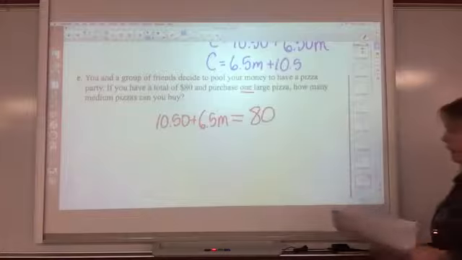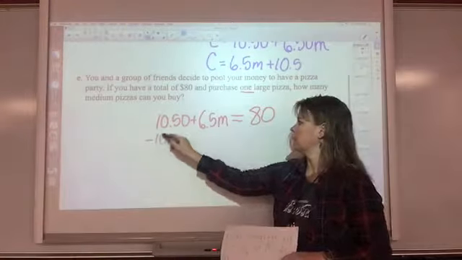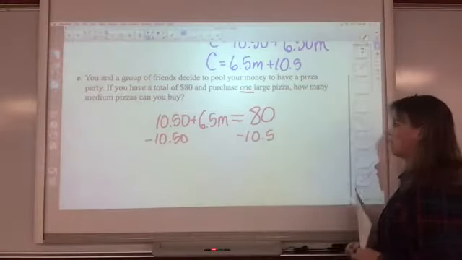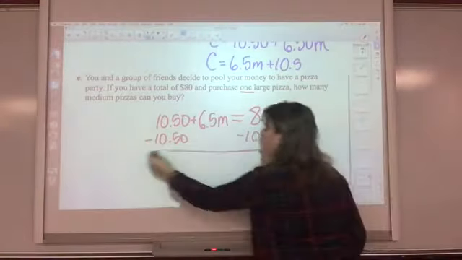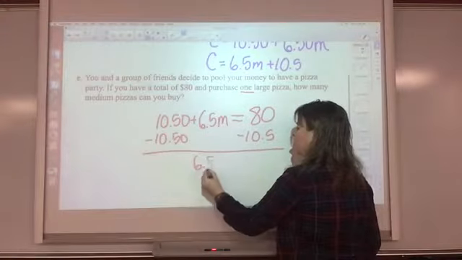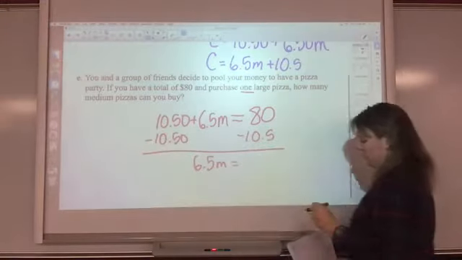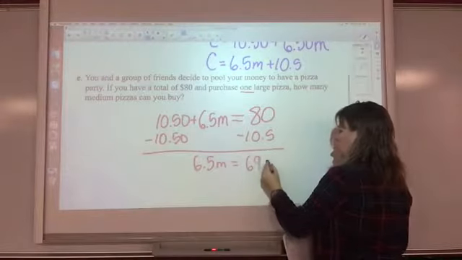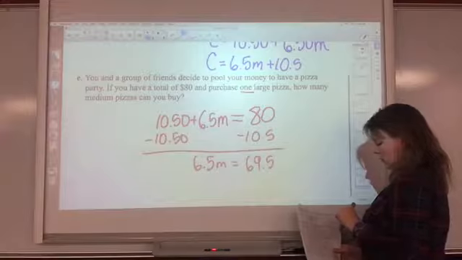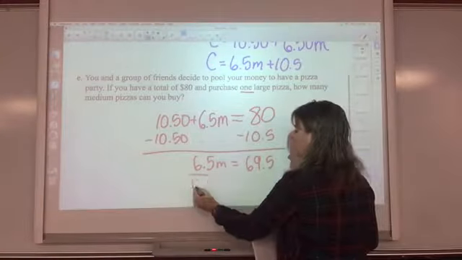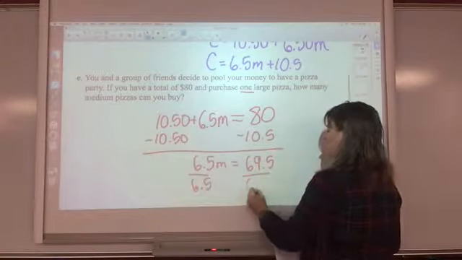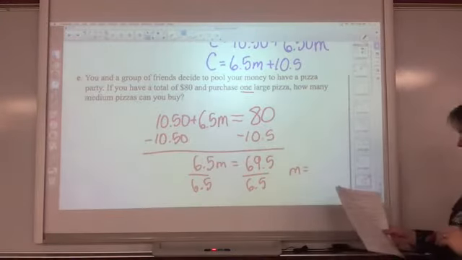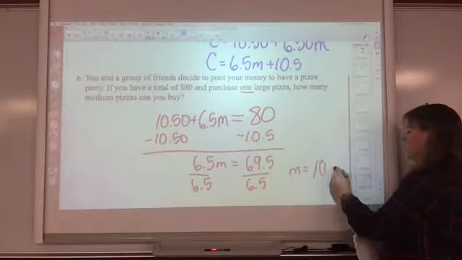Do the math. Subtract $10.50 from both sides. From there, we have 6.50m, and 80 minus 10.50 is 69.5. Divide by 6.5. And mathematically, you find out the number of medium pizzas comes out to 10.69.